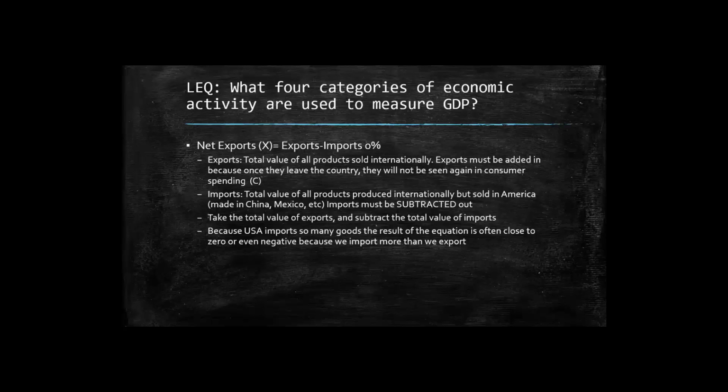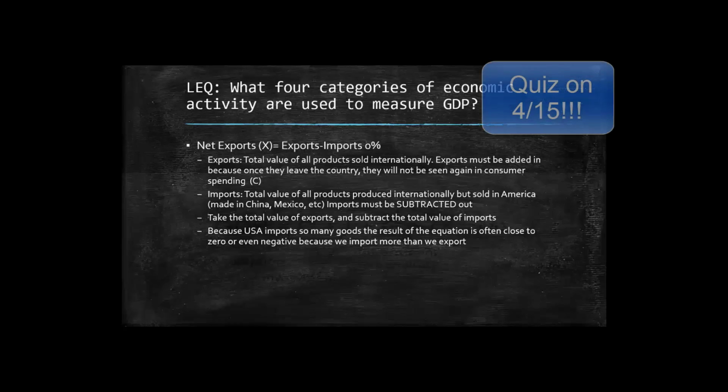Now here's something to note. The USA is infamous for importing a ton of stuff. If you go to Walmart or Kmart, almost everything on the tag says made in China, made in Mexico. So when those products first arrived in America, think about all the ports in Los Angeles and the port of Tampa, port of Jacksonville, so on and so forth. The value of those products was subtracted out of GDP. So it is not uncommon, in fact it is normal, to have net exports be equal to 0% or even a negative amount and hurt GDP because we are importing more than we are exporting.